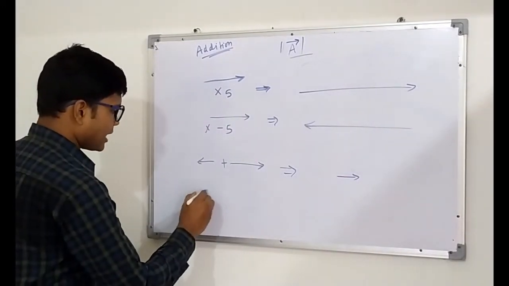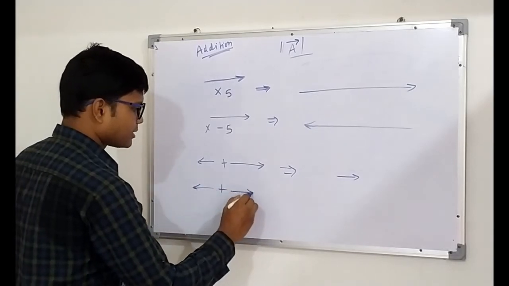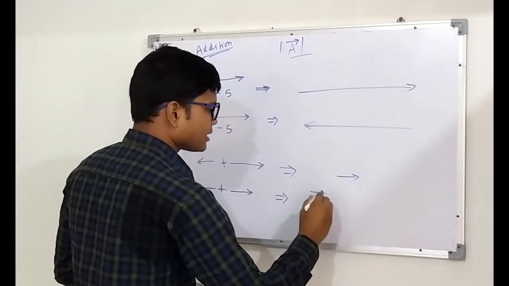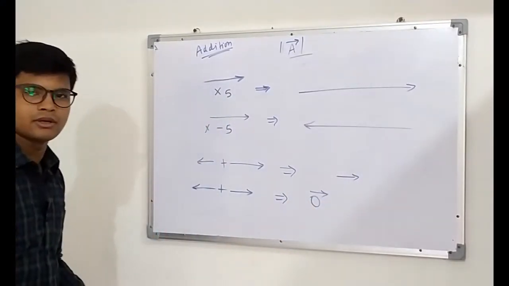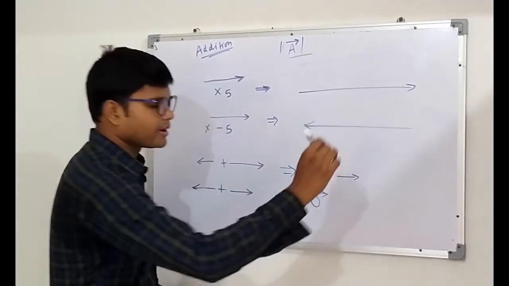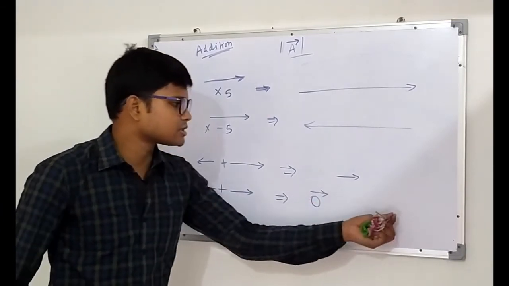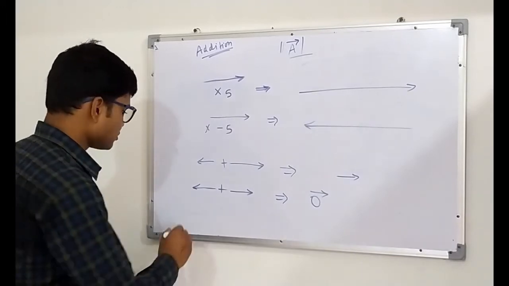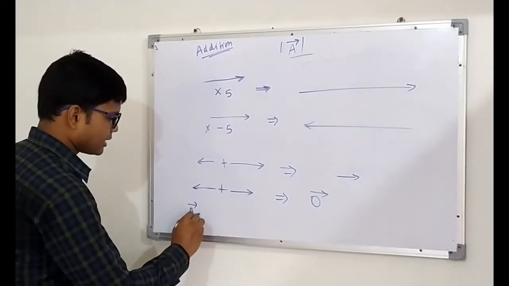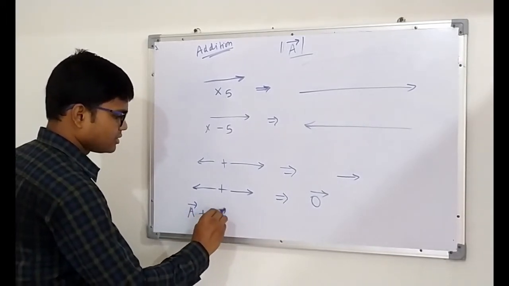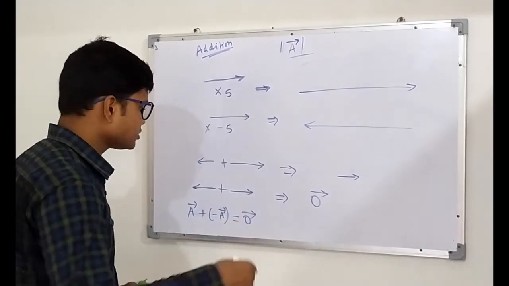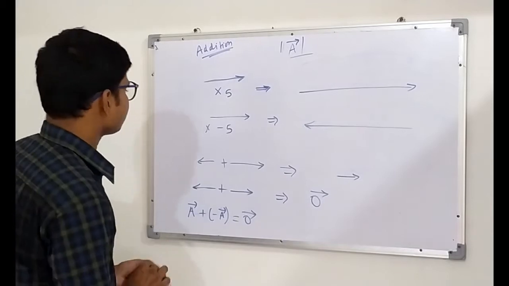Now if I take the same size but in reverse direction, we will get this zero vector, and 0 is also a vector. It is just like a point. So we can say that it's a zero vector. If I have a vector and add it with minus of that vector, it will give you this 0. 0 is a magnitude also, and you can treat 0 as a vector also.